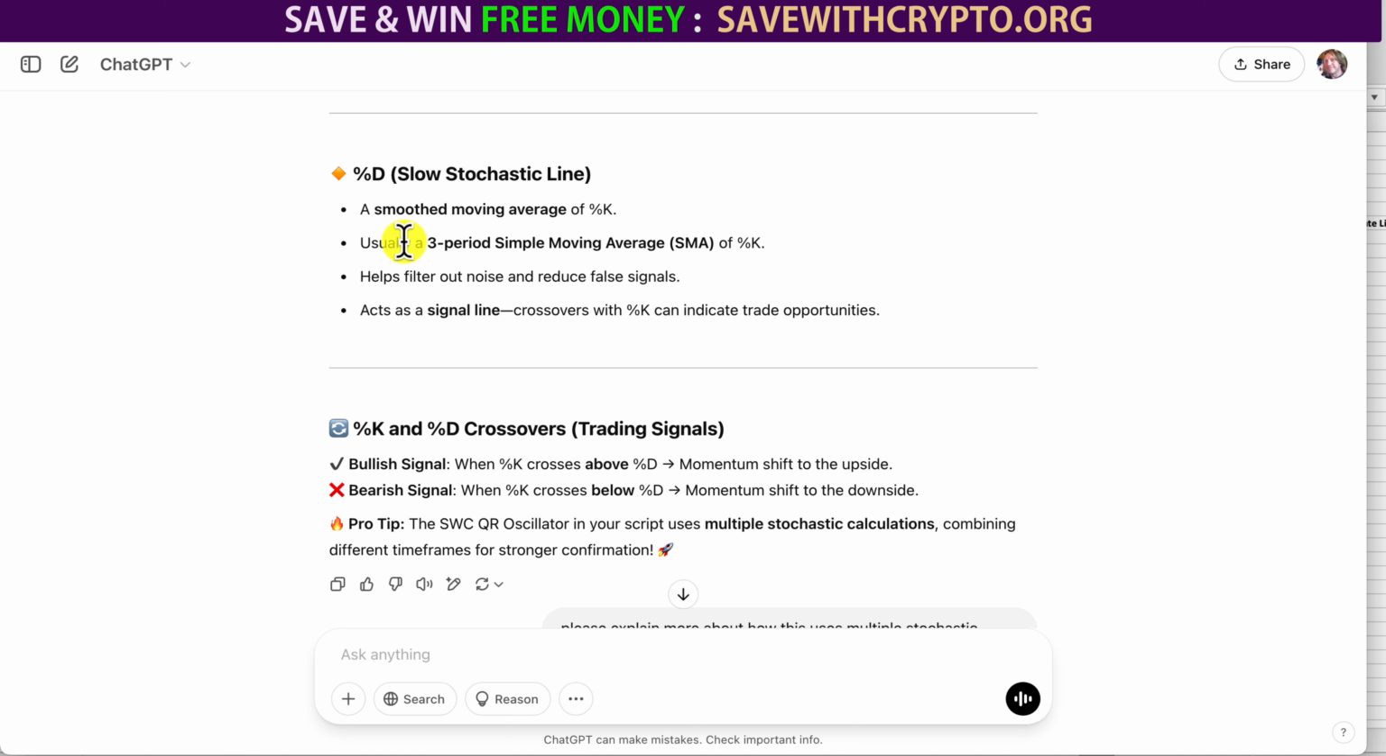Percentage D is a smoothed moving average of the percent K. Now that is usually a 3-period simple moving average, which is what that 3 is that we were talking about before. So it's a 3-period simple moving average of the percentage K. Now that helps filter out noise and reduce false signals, and it acts as a signal line so that when it crosses over with the percentage K line, that can indicate trade opportunities.